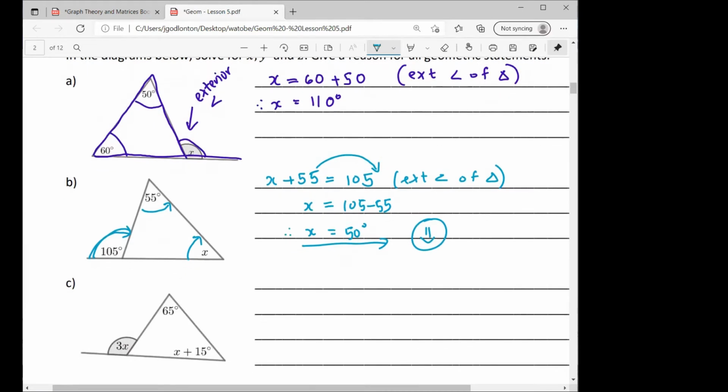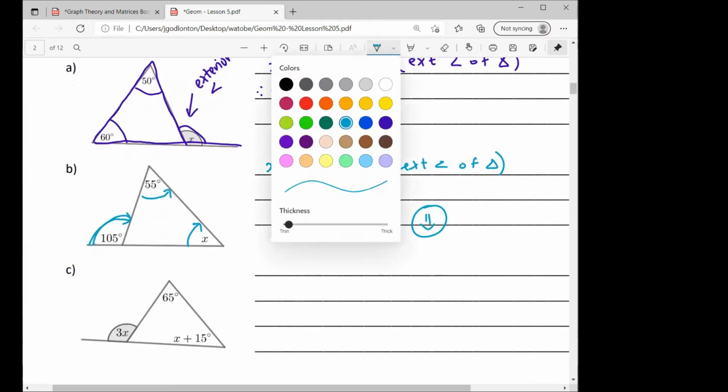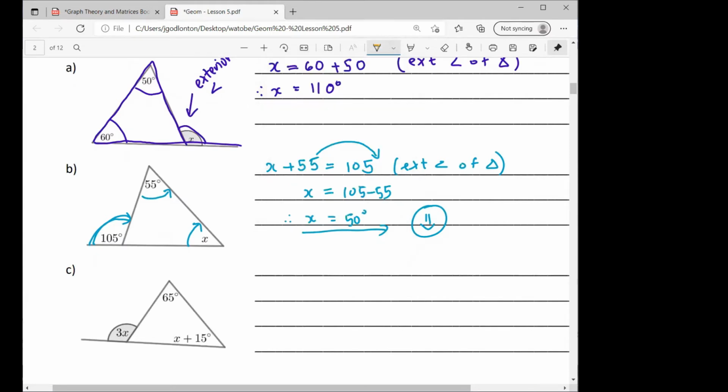Okay, let's try another one. Oh, you know how I love my equations. Can you try C for me? Now for C, I'm trying to find the value of x.